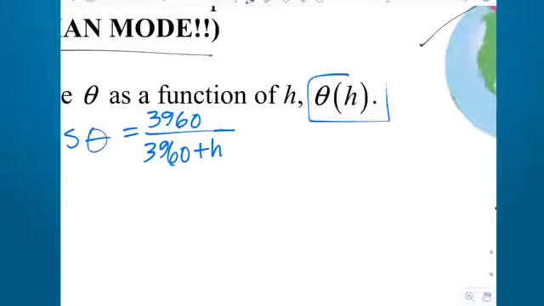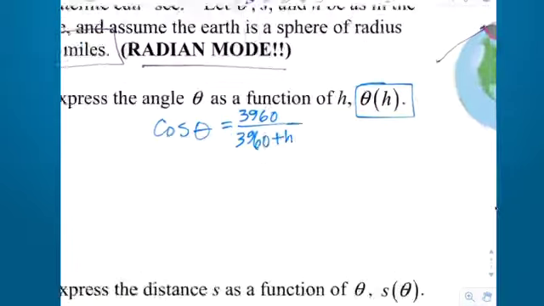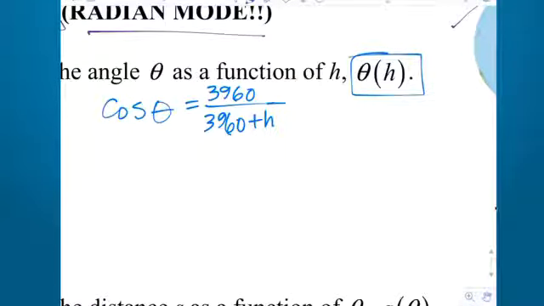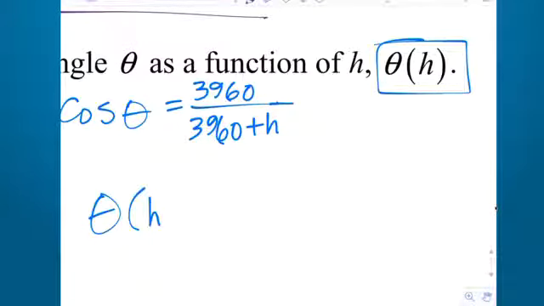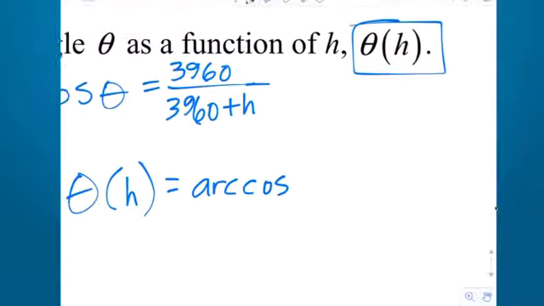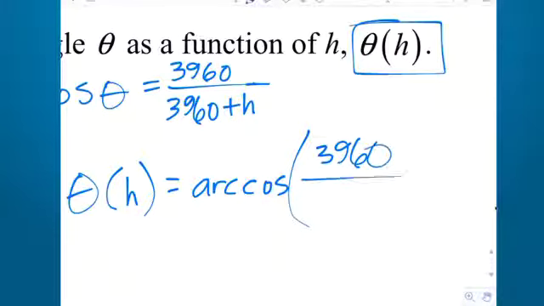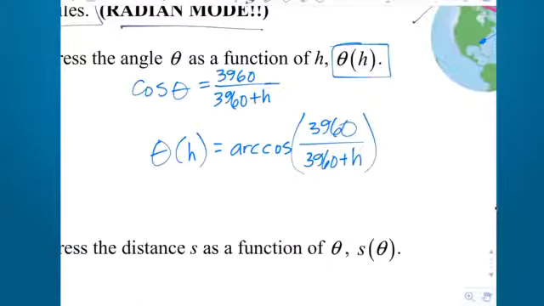Now, it says to write theta as a function of h. Right now, we don't quite have that. We have cosine of theta as a function of h. So, we need to solve for theta. How do we solve for theta? Arc cosine both sides. So, theta as a function of h is arc cosine of 3960 over 3960 plus h, the distance above the surface of the Earth. Okay? So good so far.